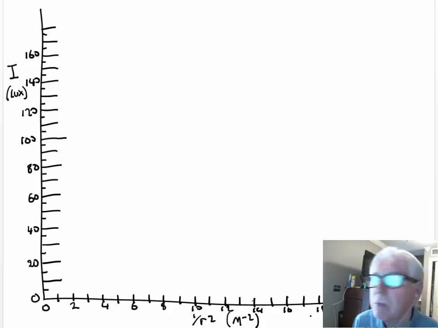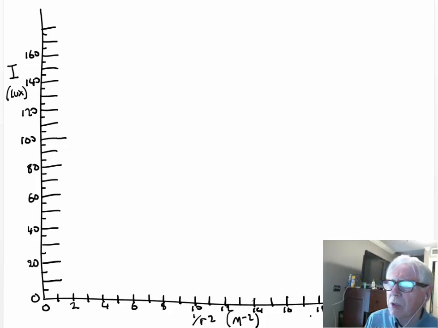A computer could do this, but the problem is the computer would do what it wants. I really like you to do your own graphs. And then when you work with the computer, you'll be demanding of the system because you'll know what you want.